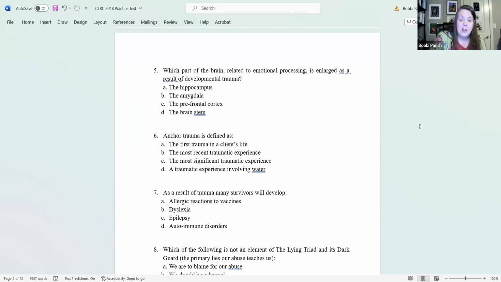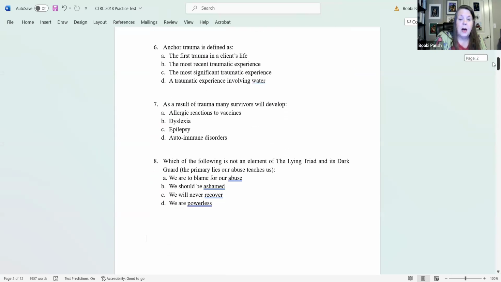Number 7, as a result of trauma, many survivors will develop A, allergic reactions to vaccines, B, dyslexia, C, epilepsy, D, autoimmune disorders. And number 8, which of the following is not an element of the lying triad and its dark guard, which are the primary lies our abuse or trauma teach us? A, we are to blame for our abuse. B, we should be ashamed. C, we will never recover. And D, we are powerless.